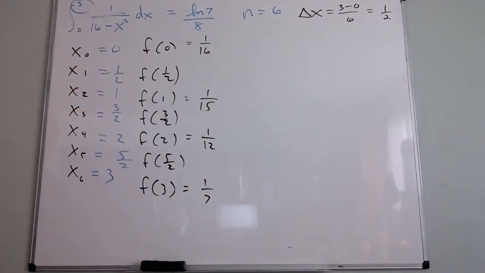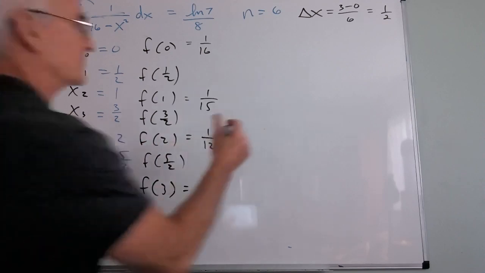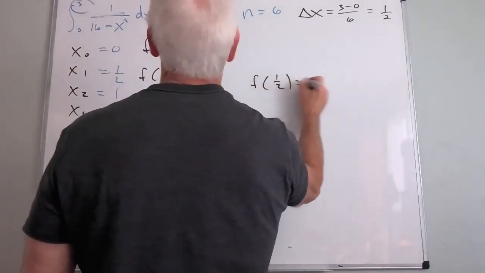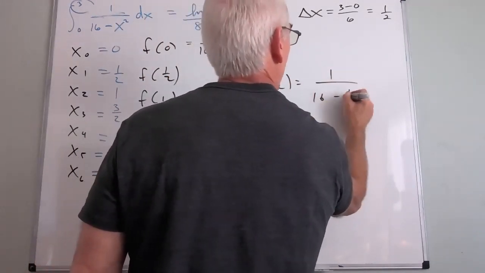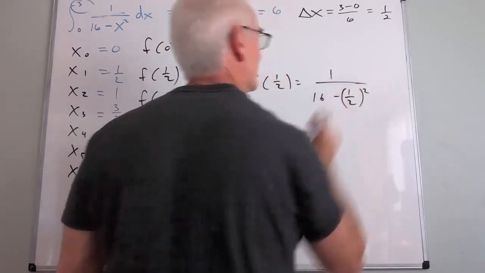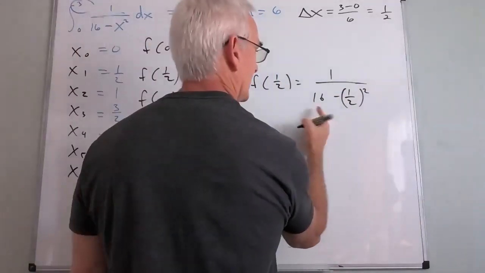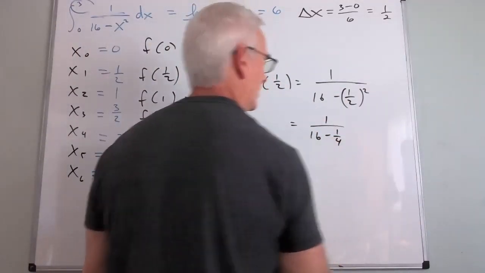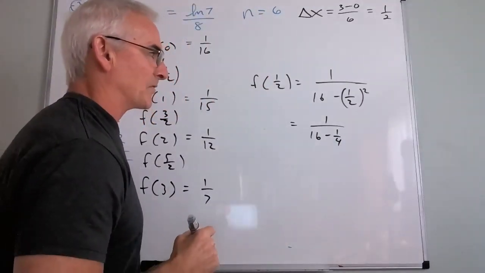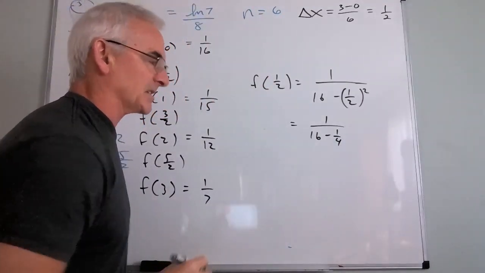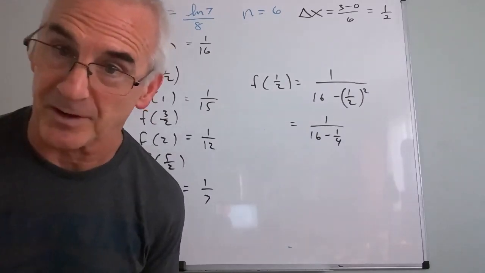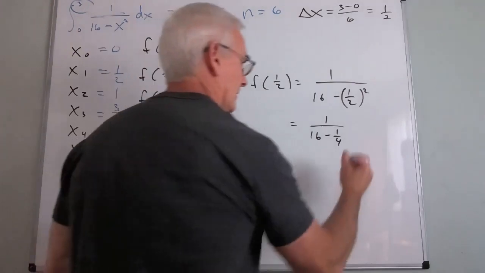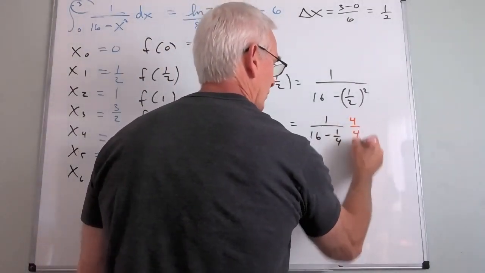Okay. Now I've got to do the halves. So let me do the half now. f of a half would be 1 over 16 minus the square of a half. That'd be 1 over 16 minus 1/4. I really don't want a fraction in my denominator. That kind of makes it icky. There's a couple things I can do. I can simplify the denominator and then multiply by reciprocals, or I can be lazy. See, I'm lazier than you guys. I would go like that.